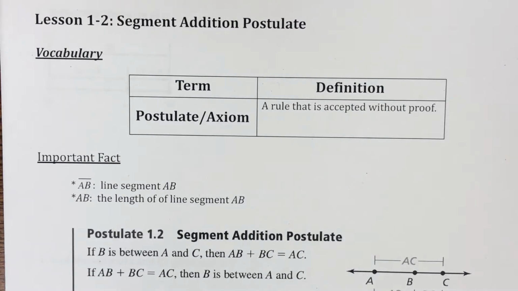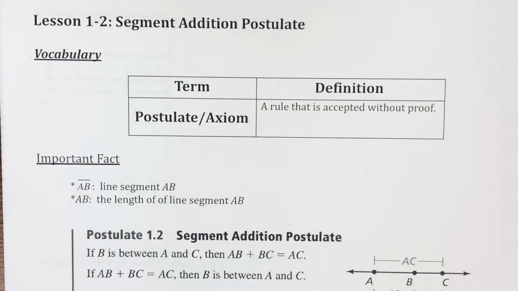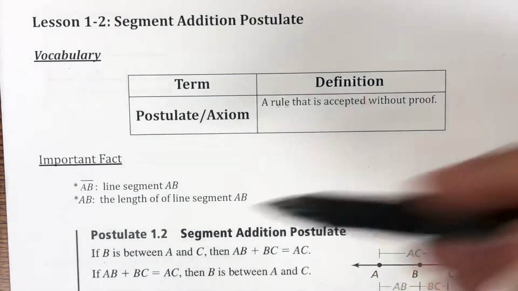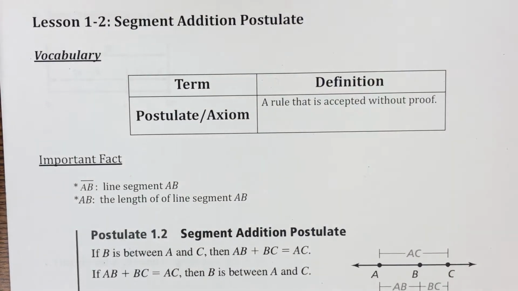All right, Mr. Ahmed here working on lesson 1.2 for geometry, and this involves the segment addition postulate. A postulate slash axiom, those are kind of words that mean the same thing, and they are rules that are accepted without proof. That means they're very obvious in nature. So we are going to go over the very first one, which is called the segment addition postulate.